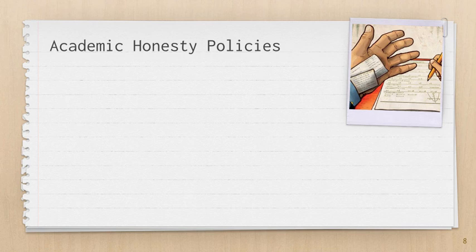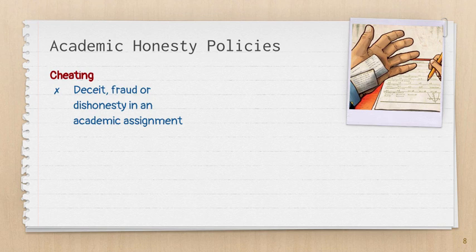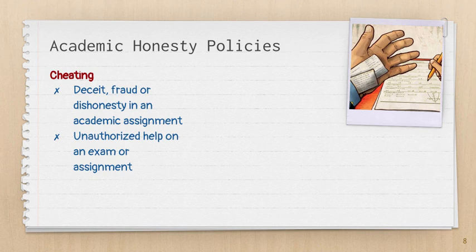There are two main forms of inappropriate behavior. Cheating is deceit, fraud, or dishonesty in an academic assignment. This can be when a student uses unauthorized materials during an exam or gets help from someone else to complete an assignment without notifying the professor. If you are unsure of what assignments you're not allowed to work on with others, talk to your professor.